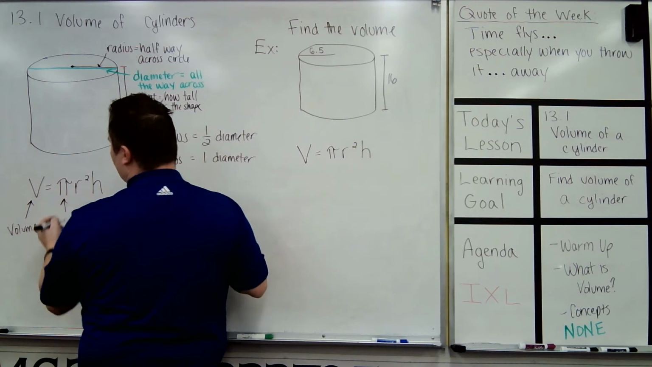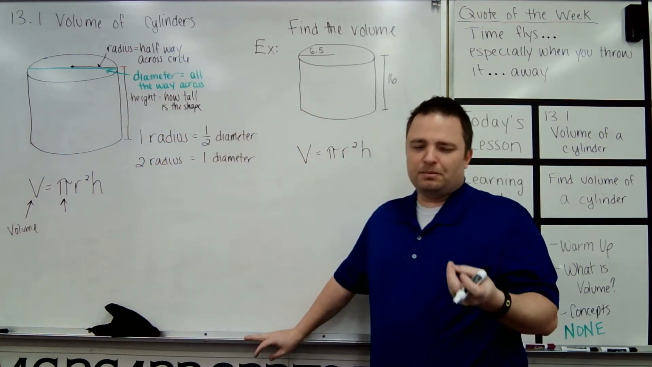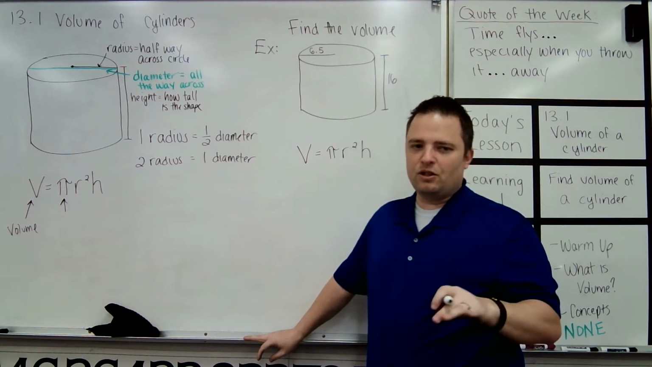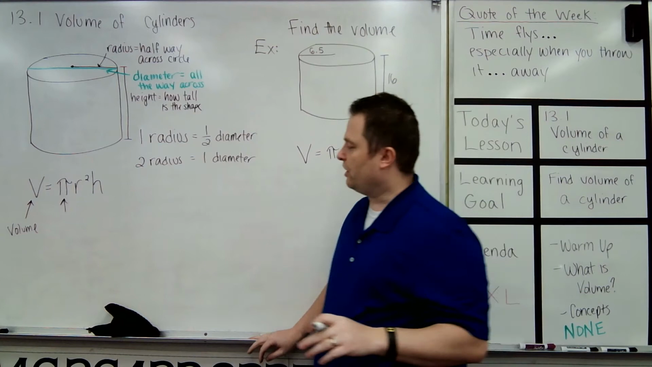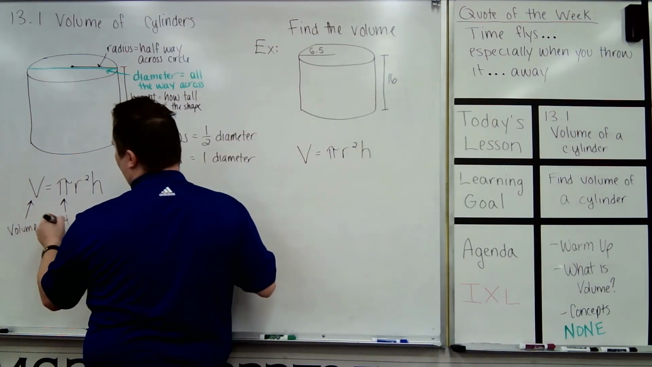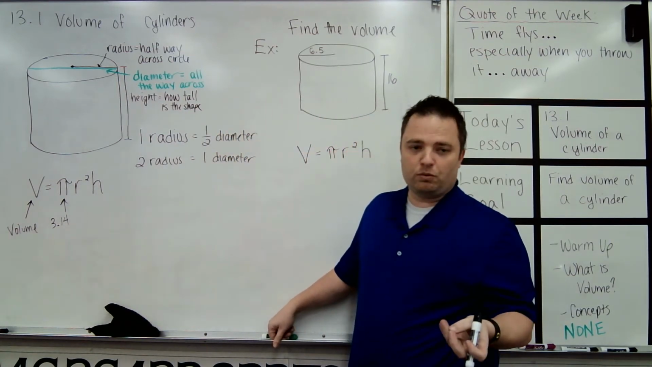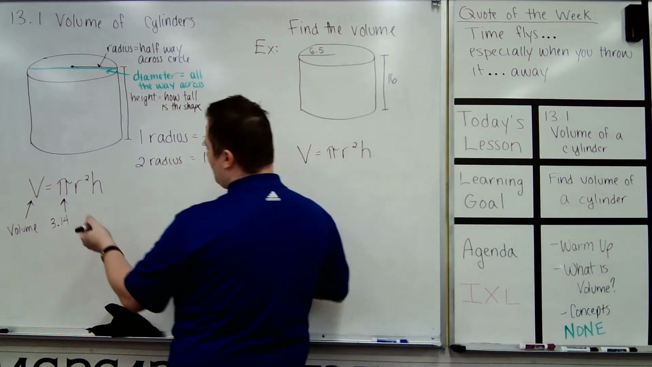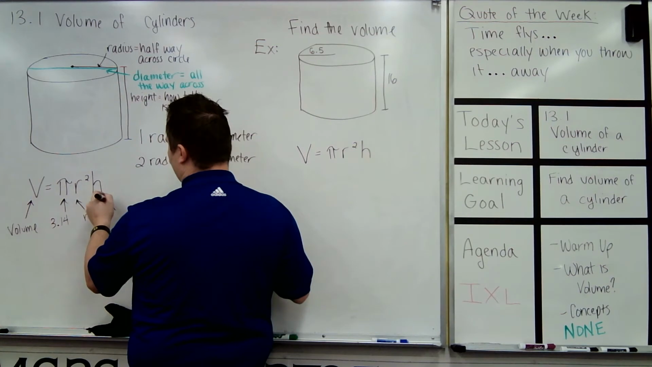Okay, pi was a symbol for a number that goes on forever. But just because it goes on forever doesn't mean we don't know what it is. We can approximate it, and that approximation is never going to change. This is 3.14. If I don't like dealing with the pi symbol, I can just replace it with 3.14. The r stands for radius, and the h stands for height.